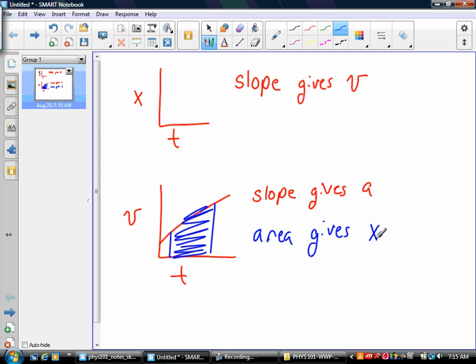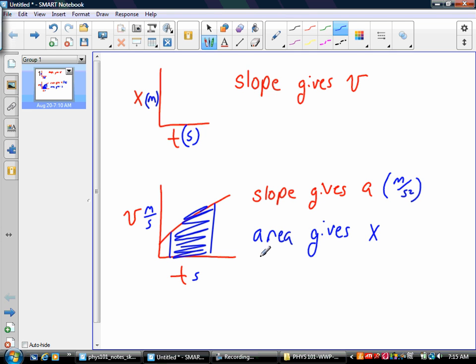If you ever forget which is which, just think about the units for these. So remember, slope is rise over run. This is in meters. This is in seconds. Rise over run is meters over seconds, which is the same as velocity. Similarly here, this is meters per second. This is seconds. So rise over run gives me meters per second squared. Right, so the slope of a v versus t graph gives me my acceleration, and the area gives the distance.